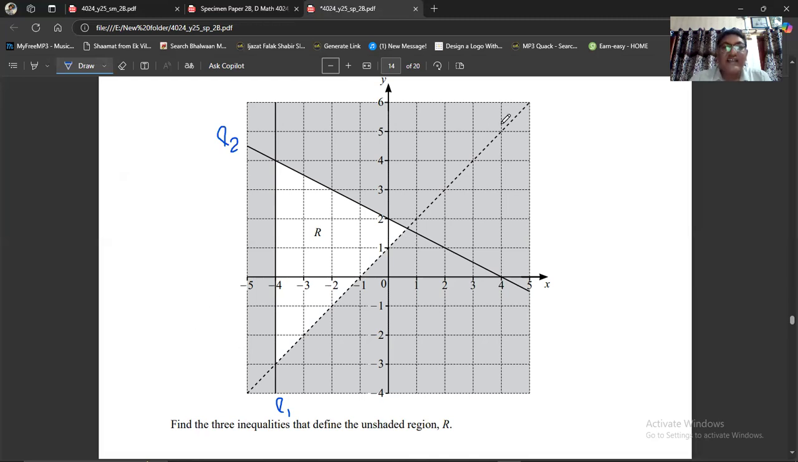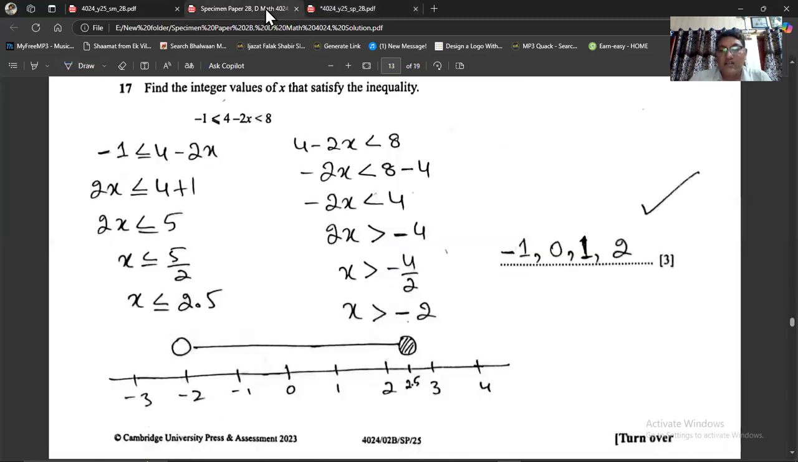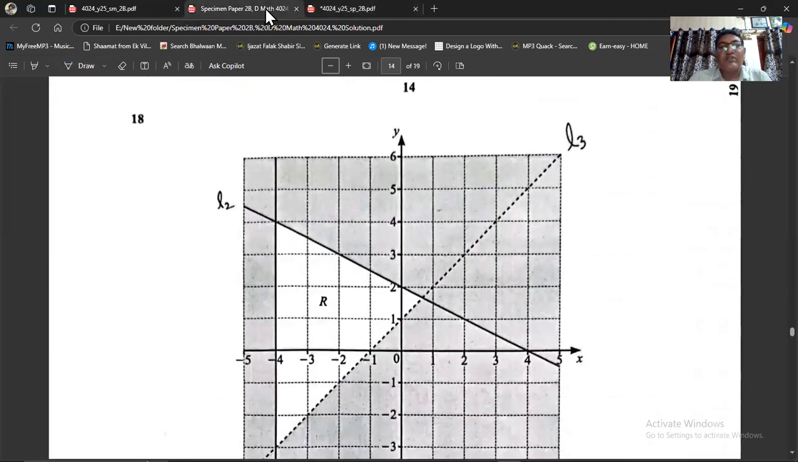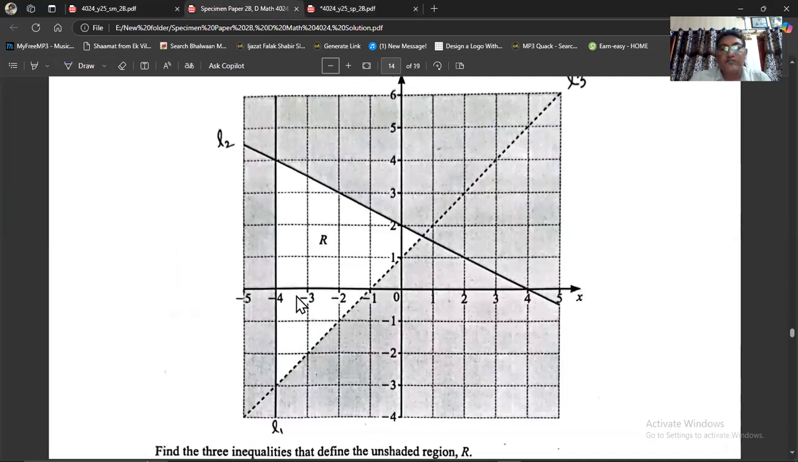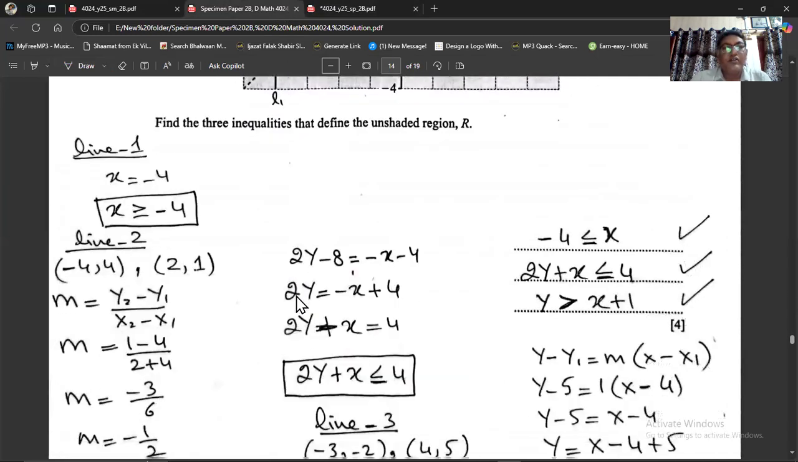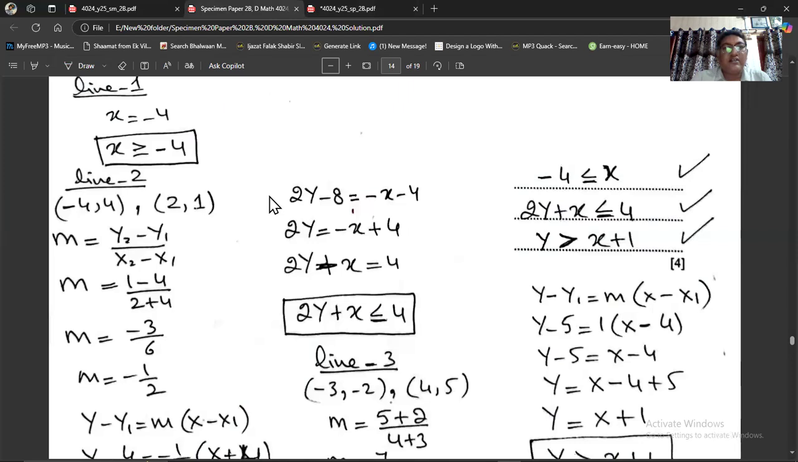Then I have this line, let me call it line number 3, and I have written this solution. There also I have marked them. I will take 2 points on this line and find the equation of this line. The required area is above this line, so the crocodile's mouth will be towards the positive. Okay, so here we go.